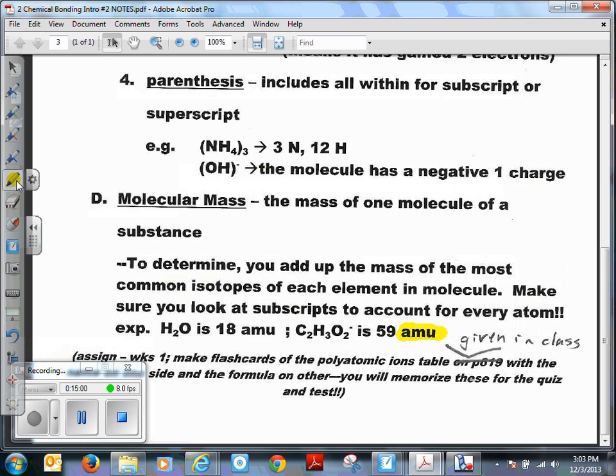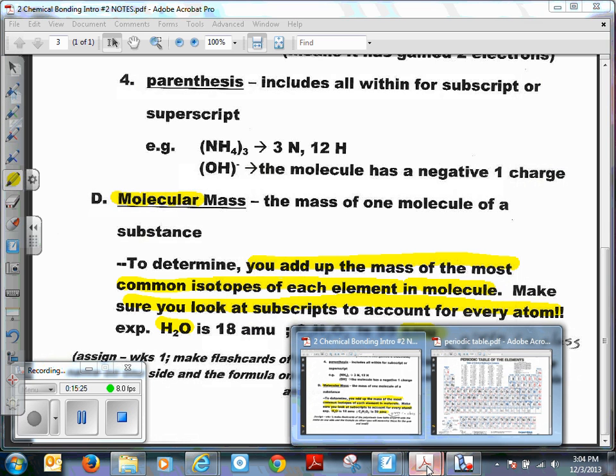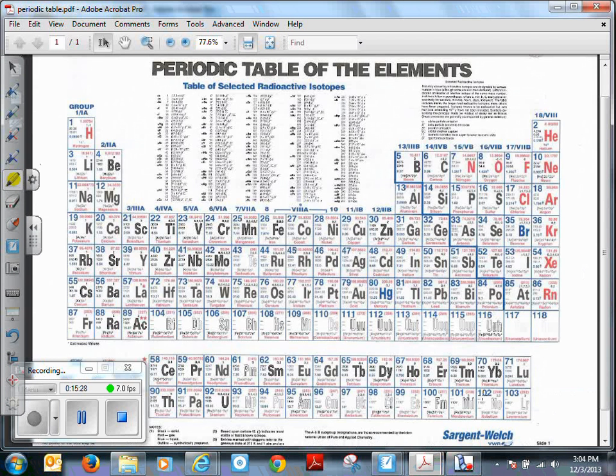So this is how you figure out the molecular mass of a substance. Molecular mass is the mass of one molecule. You add up the mass of the most common isotopes of each element in the molecule, and you look at the subscripts to account for every atom. Like for example, H2O. The most common isotope for H, if you look at your periodic chart, is going to be 1, do you agree? And for oxygen, the most common isotope is 16, right?